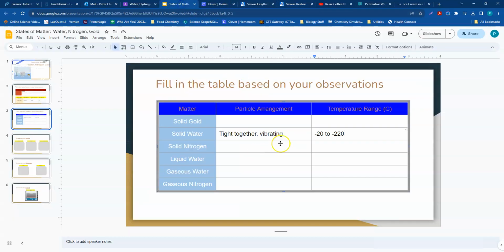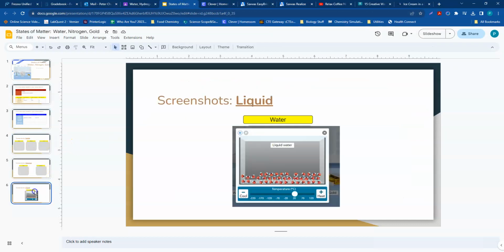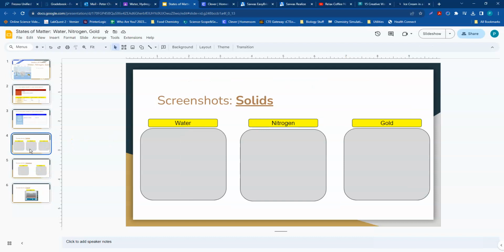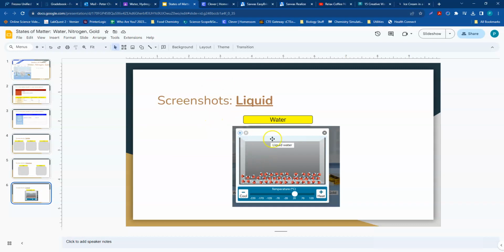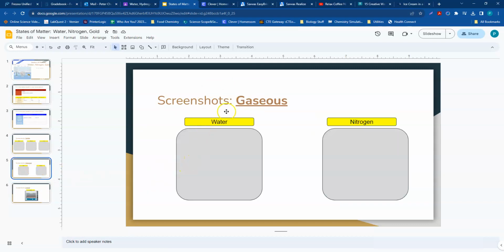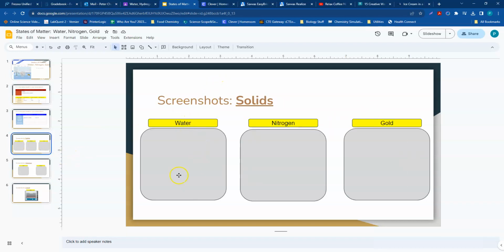And once you've got all this table filled out, you're going to go back and get these screenshots. You can actually do the screenshots at the same time. So we've got 3 solid, 2 gaseous, 1 liquid. So water is the only liquid that you're going to record. And you've got water as a gas, you've got nitrogen as a gas, and then the 3 solids: solid water being ice, solid nitrogen, and solid gold.